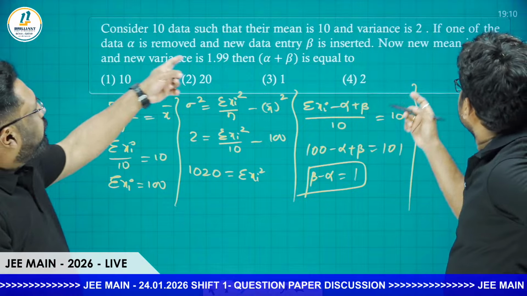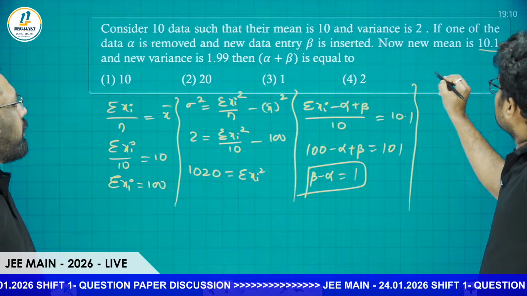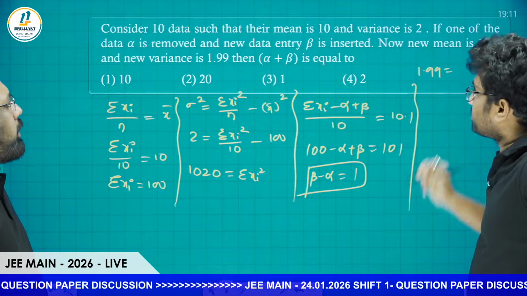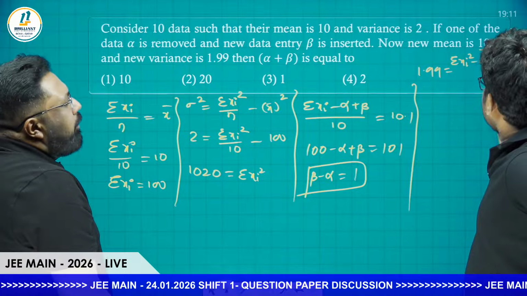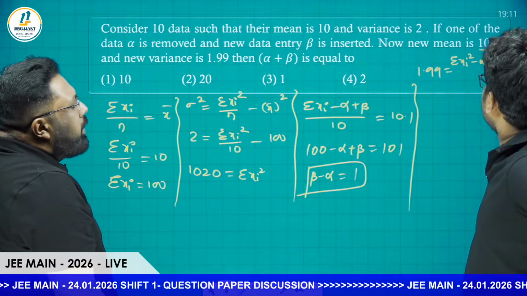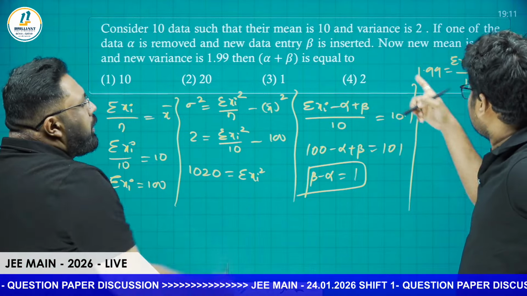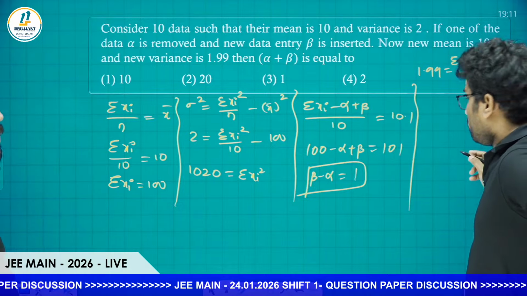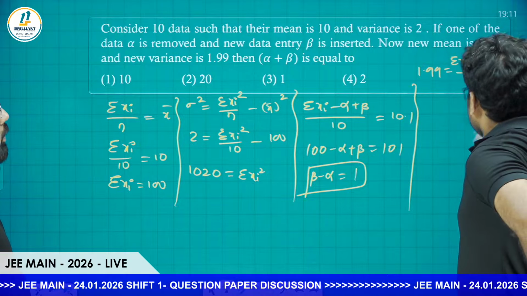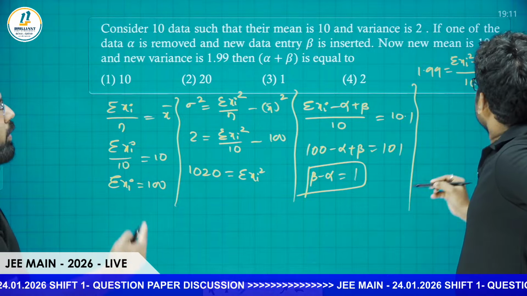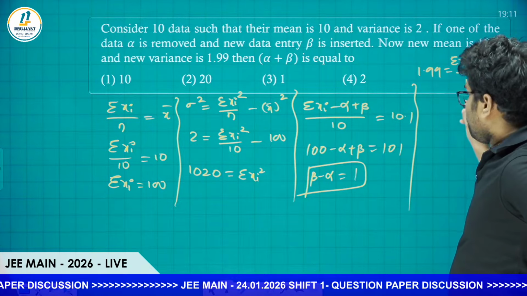Next one we can do is variance. New variance they have also given. So the new variance 1.99 is equal to sigma xi squared minus alpha square plus beta square divided by the same 10, minus the new mean 10.1 whole square. Or you can say 101 by 10 the whole square. That could be fine, that will be easier.